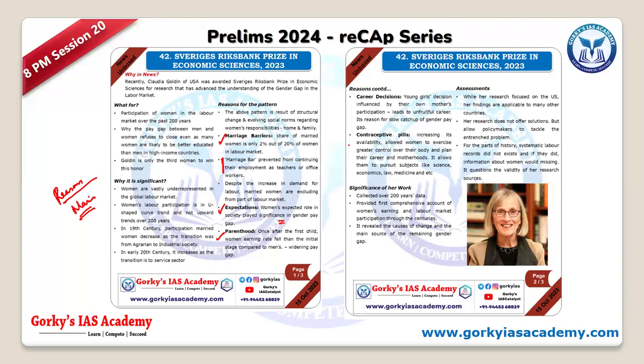Parenthood and career decisions couldn't be taken up by the girls because of the influences, naturally by their own mothers, as it's an unfruitful career. So enterprising nature is reduced. Then the increasing availability of contraceptive pills has allowed women to exercise greater control. So after industrialization and so on, pre-industrialization, post-industrialization, and with the growth of various technologies, how women's participation is affected. So that is a basic idea.